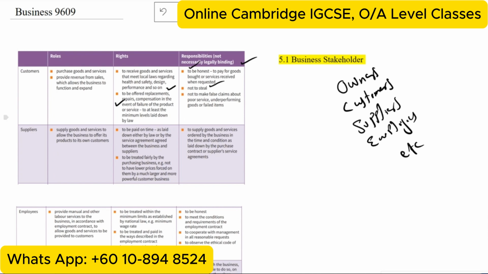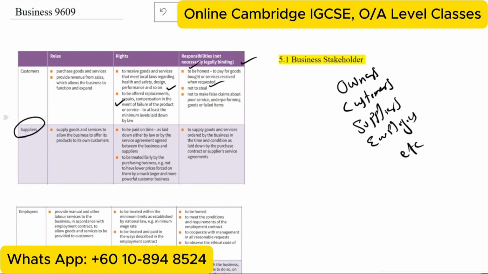Now come on to the second stakeholder, the supplier. If we talk about the roles of the supplier, suppliers provide or supply goods and services to the businesses, and the business utilizes these services or products to make a final product for their customers. If we talk about their rights, once they provide goods and services to the business, they should be paid on time and accordingly. Whatever agreement you made with them, you have to follow that agreement and pay them accordingly. These are the supplier's rights.